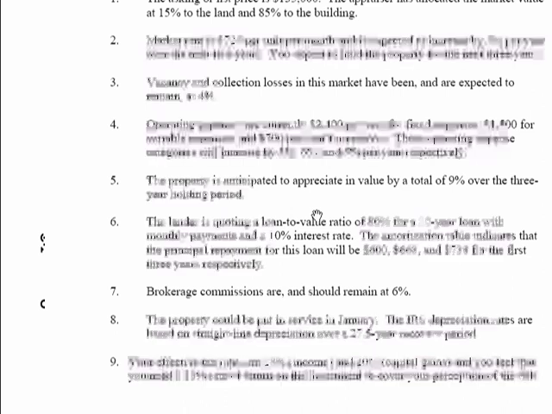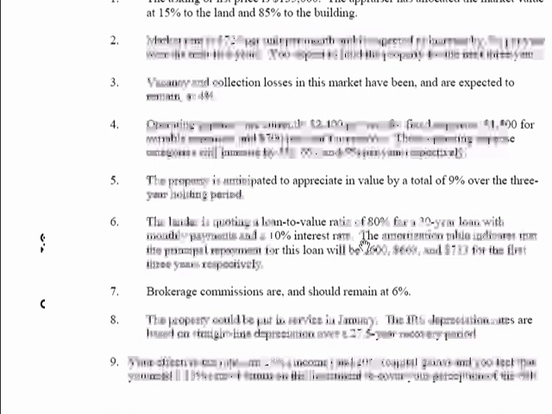Input number 6. This has to do with the financing of the investment. So we're investors, we're going to buy this property, but we're going to use other people's money to buy the property primarily. We're going to finance, we're going to get a mortgage on this investment. And the lender is quoting a loan-to-value ratio of 80% for 30-year mortgage loans, with monthly payments and a 10% interest rate.